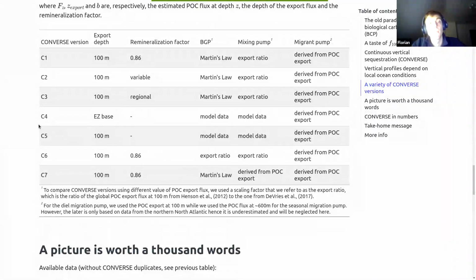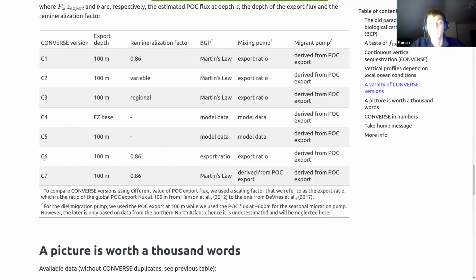The C4 and C5 versions are from the model. They use the data from DeVries and Weber, and here you have the C5 version, which uses the base of the euphotic zone for the export. And finally, and I'm not going into the details, you have the C6 version, which only uses export ratio for the BCP and mixing pump. And finally, the C7 version, which is the same as the C1, but we use a different expression of the mixing pump. So we use a derivation from the particulate organic carbon export.